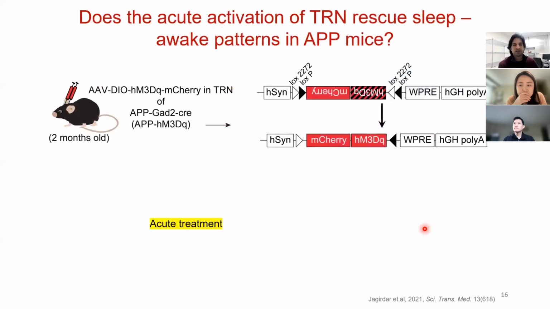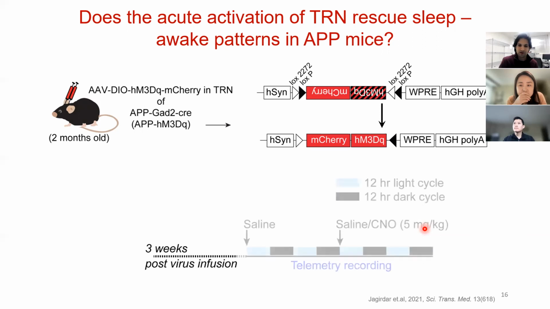Then for the next part, we wanted to check if we can use this system to restore activity, restore sleep in our APP mice by restoring activity of TRN. So we tested first in 2-month-old mice. The same method, we injected this HM3Dq mCherry virus bilaterally in TRN of APP GAT2 mice and also NTG GAT2 mice. And we received the expression after 3 weeks of virus infusion.